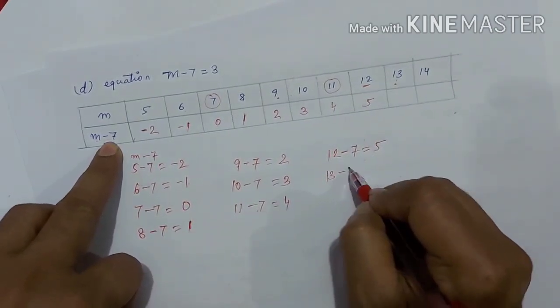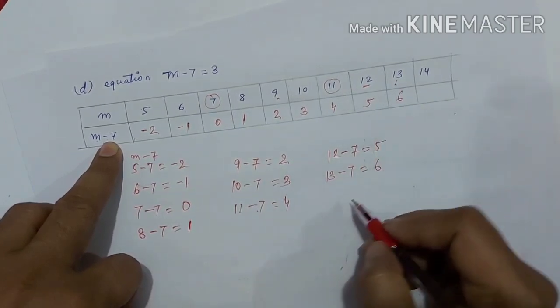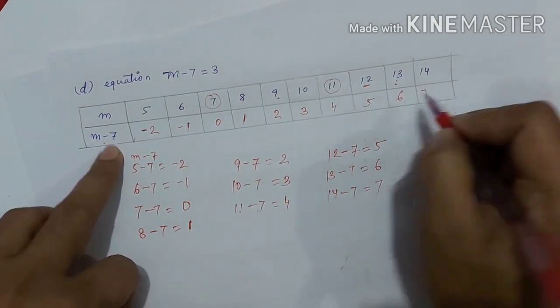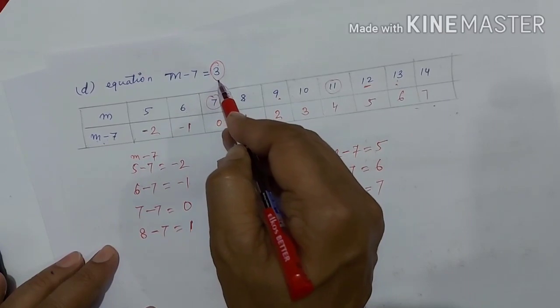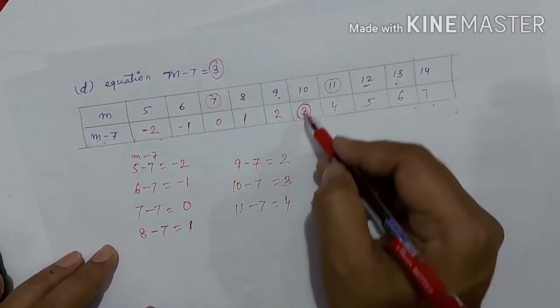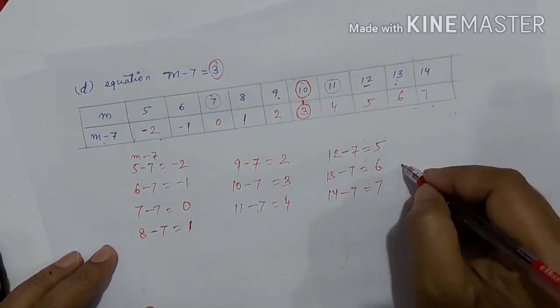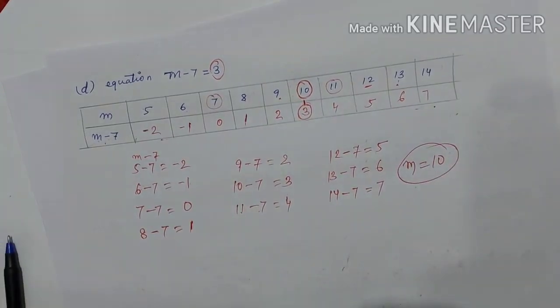And next 13. 13 minus 7 is equal to 6. We put 6. And 14, the next number, minus 7 is 7. The table will be complete. And you find the right hand side value is 3. Where is the 3? That is the number 3. The 3 will come at 10. So the value of m is equal to 10 is the answer of the given equation.